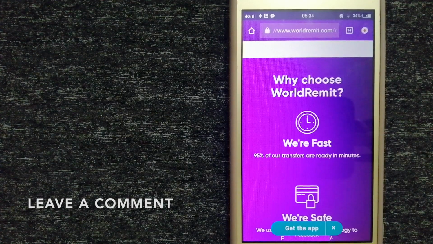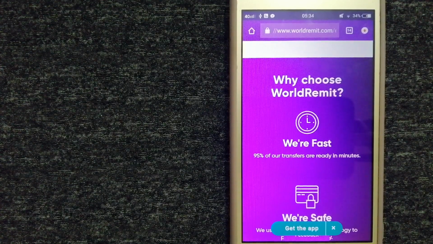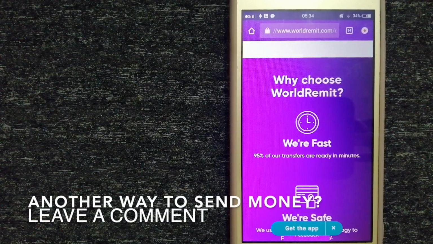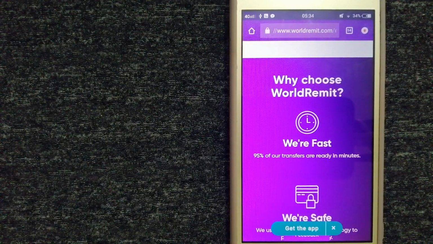Second option is through WorldRemit. This is a fast and secure service that lets you transfer money online using a computer, a smartphone, or an app. It provides international money transfer and remittance services in more than 130 countries and over 70 currencies. They are changing the way people send money abroad, and they are taking something complicated and making it simple.